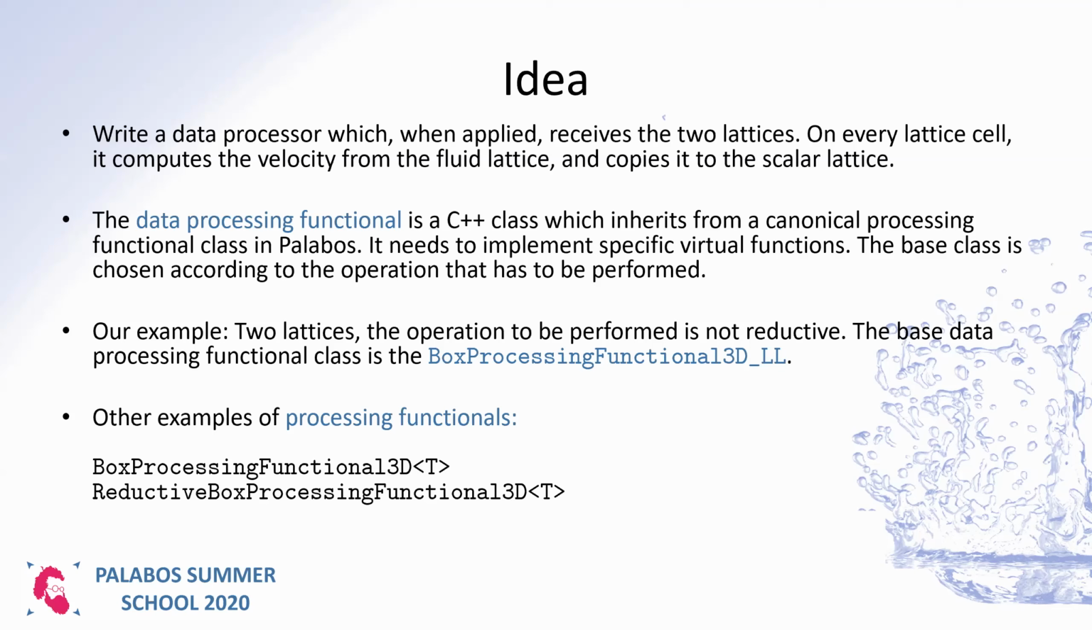In this case, the name of the class from which you are going to inherit to write your own data processor is called the box processing functional 3D underscore LL. Box means that it is applied to a rectangular domain. Processing functional means it is a data processor. 3D means it is in 3D. And LL means lattice. It is a data processor which is applied to two lattices.